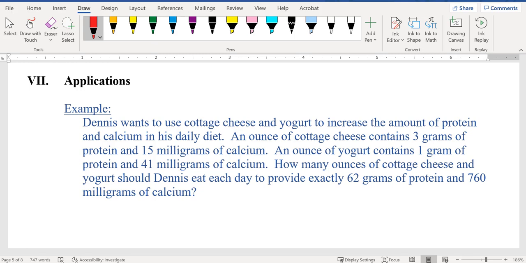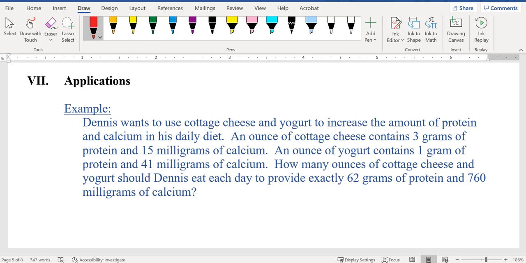First example says, Dennis wants to use cottage cheese and yogurt to increase the amount of protein and calcium in his diet. An ounce of cottage cheese contains 3 grams of protein, 15 milligrams of calcium. An ounce of yogurt contains 1 gram of protein and 41 milligrams of calcium. How many ounces of cottage cheese and yogurt should Dennis eat each day to provide exactly 62 grams of protein and 760 milligrams of calcium?